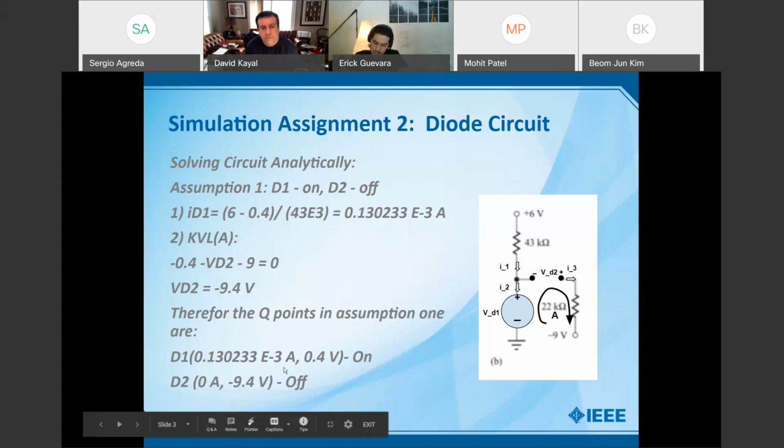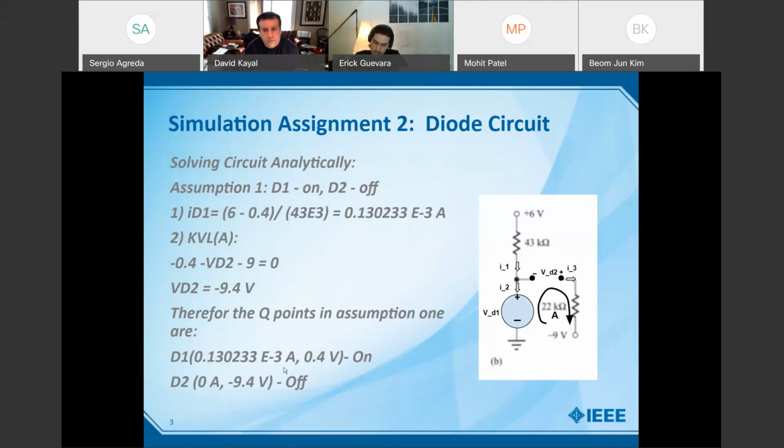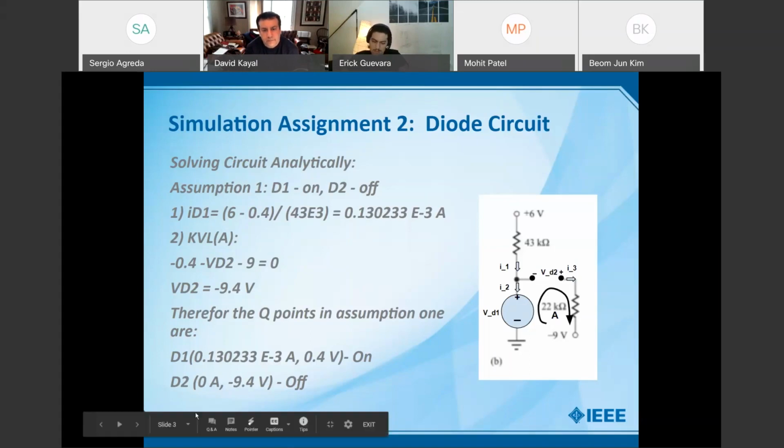This gives us enough information about the behavior that we expect in the circuit. Then we'll take that information we found and apply it to our simulation assignment, or at least simulating it in Multisim.